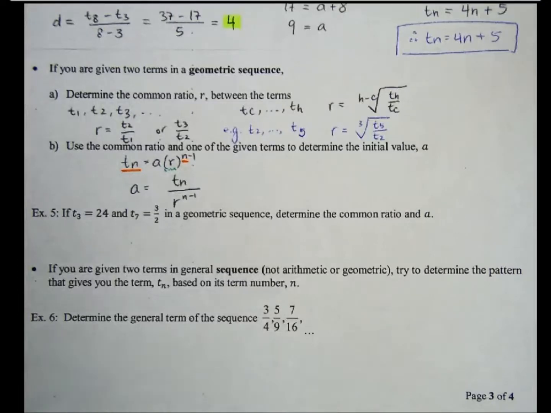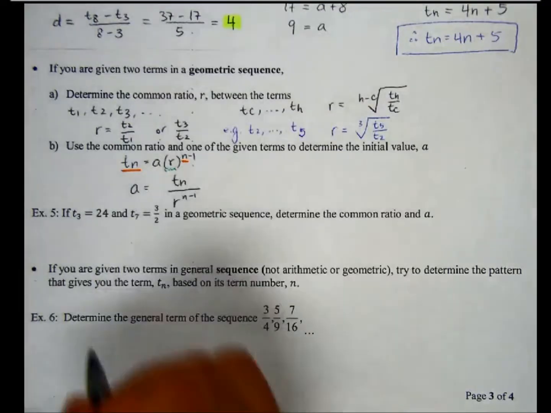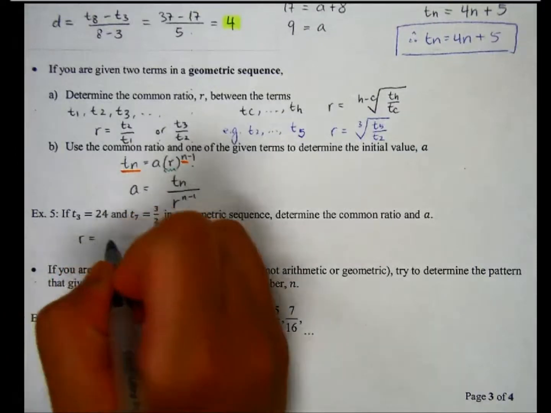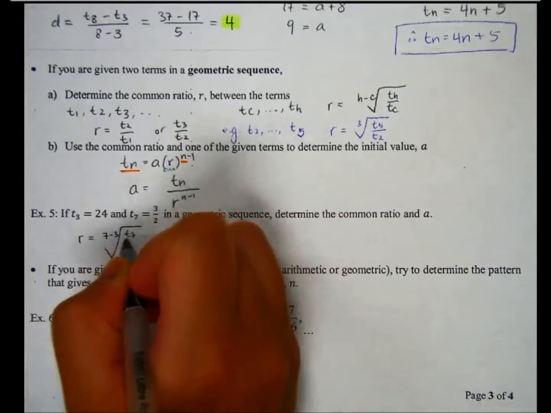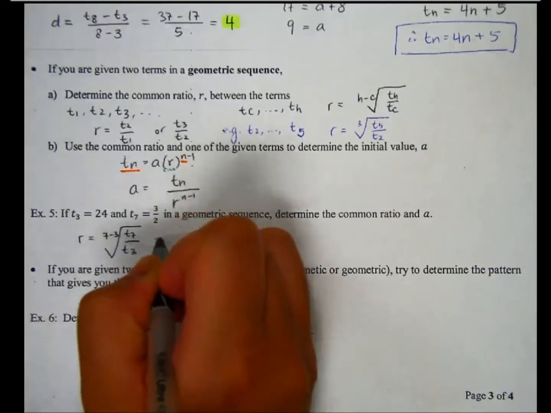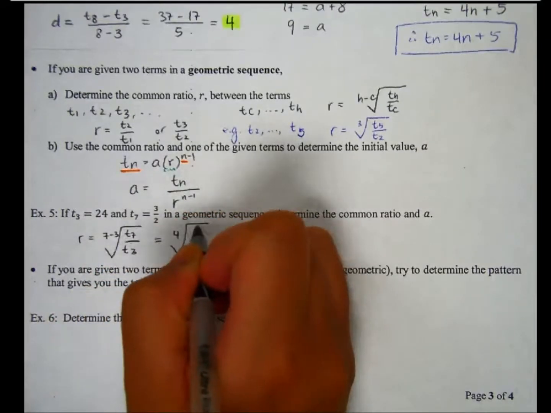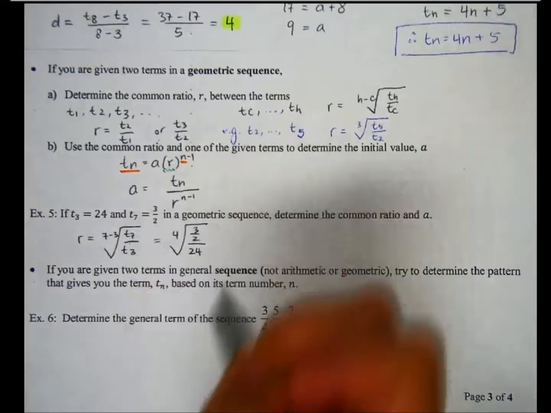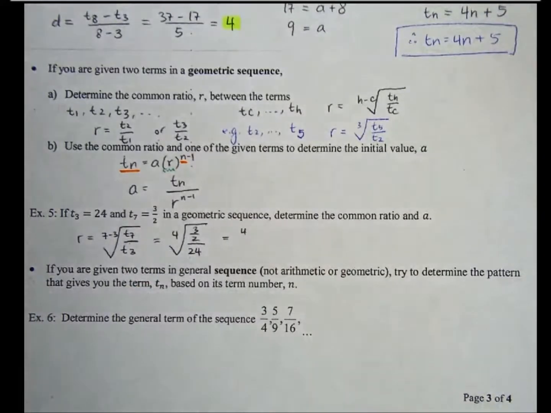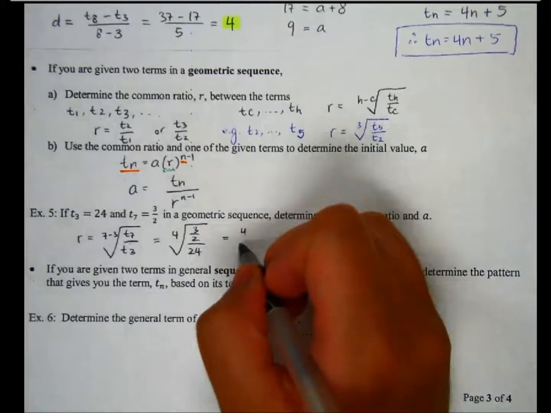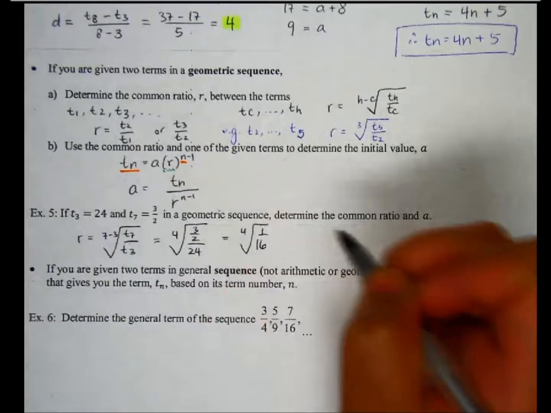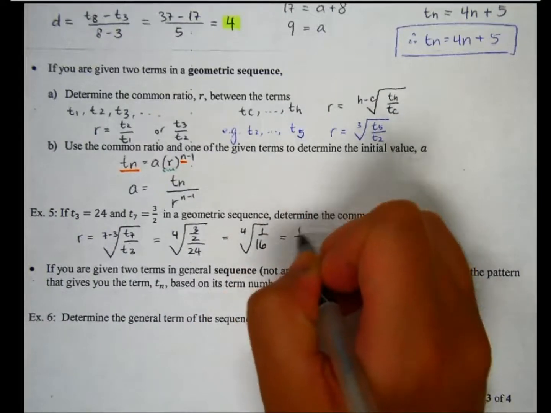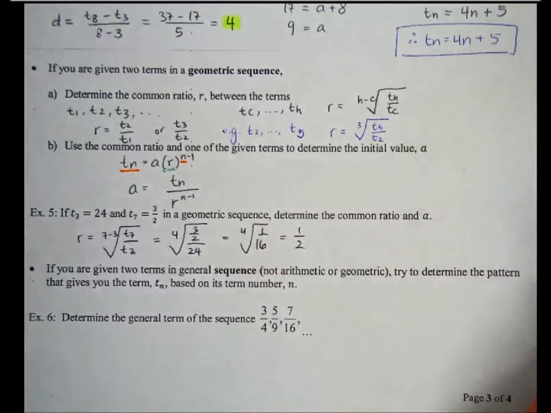So in this example, the third term is 24, the seventh term is 3 over 2 in a geometric sequence. Determine the common ratio and A. So R is going to equal 7 minus 3, take that number, take the root of T7 divided by T3. So you want to take the fourth root of 3 over 2 divided by 24. Now 3 over 2 divided by 24, that is the same as 1 over 16. The fourth root of 1 over 16, half. So that's your common ratio R.